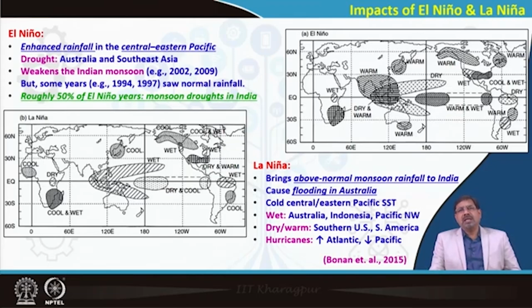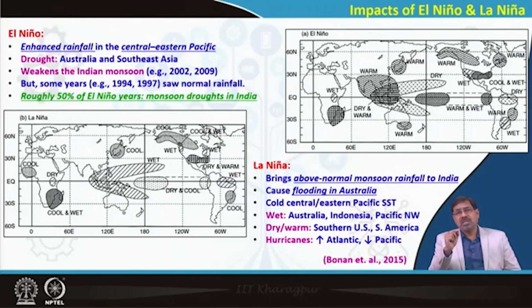Cold central and eastern Pacific regions, where sea surface temperature varies, and wet conditions in Australia, Indonesia and the Pacific northwest region. So, it is a contrasting situation to what you have with El Nino over these regions. Dry or warm conditions in the southern US and southern America, and hurricanes in the Atlantic have been seen to increase, while in the Pacific region they have been observed to decrease.